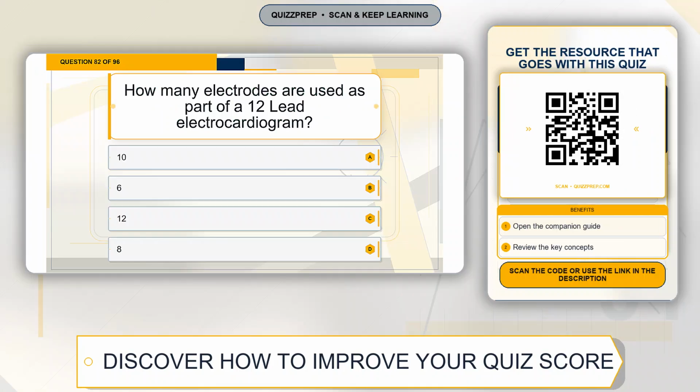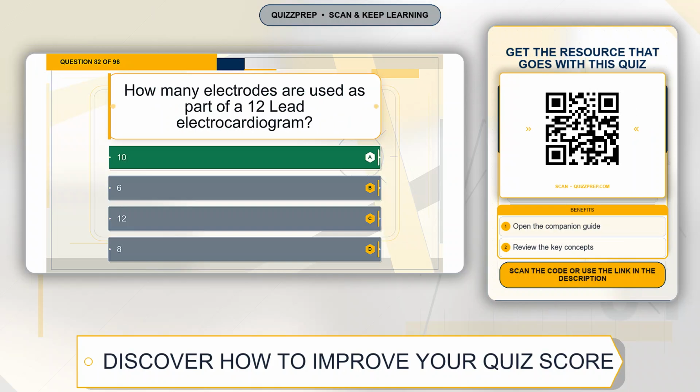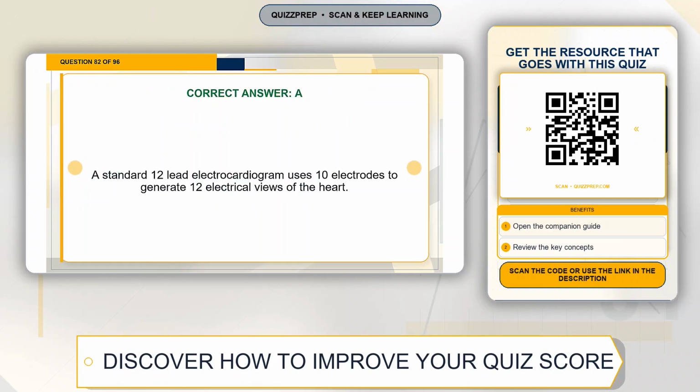Question 82. How many electrodes are used as part of a 12-lead electrocardiogram? Option A, 10. Option B, 6. Option C, 12. Option D, 8. The correct answer is option A, 10. Explanation. A standard 12-lead electrocardiogram uses 10 electrodes to generate 12 electrical views of the heart.